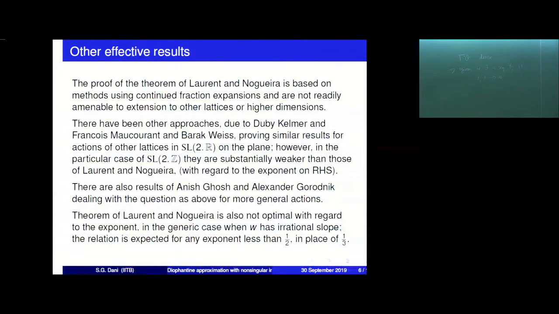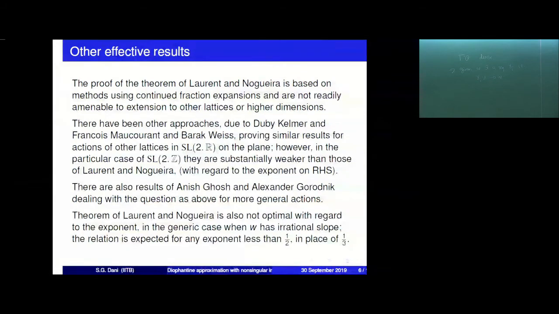So there are also results of Ghosh, Gorodnik, and Amos Nevo, the third missing name here, dealing with these general questions. And these are for more general varieties and not the linear case that I've talked about.